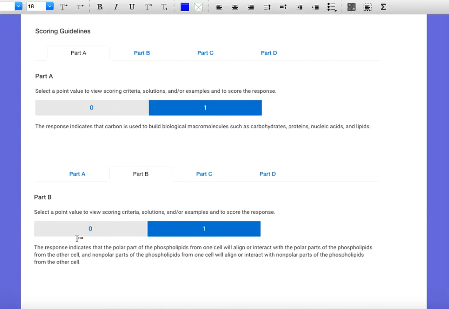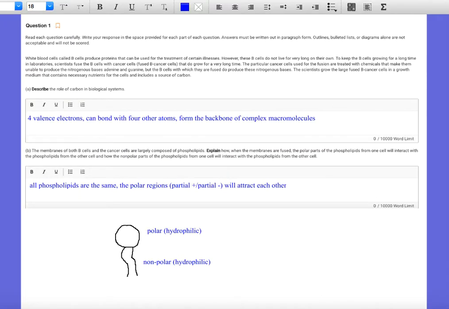Okay, and then part B indicates that the polar part of the phospholipids from one cell will align or interact with the polar parts of the phospholipids from the other cell, and the nonpolar parts of the phospholipids from one cell will align or interact with nonpolar parts of the phospholipids from the other cell. I mean, that looks an awful lot to me like restating the question, but maybe I'm not exactly sure what they were looking for. I feel like talking about polar regions attracting or interacting with each other is probably sufficient.